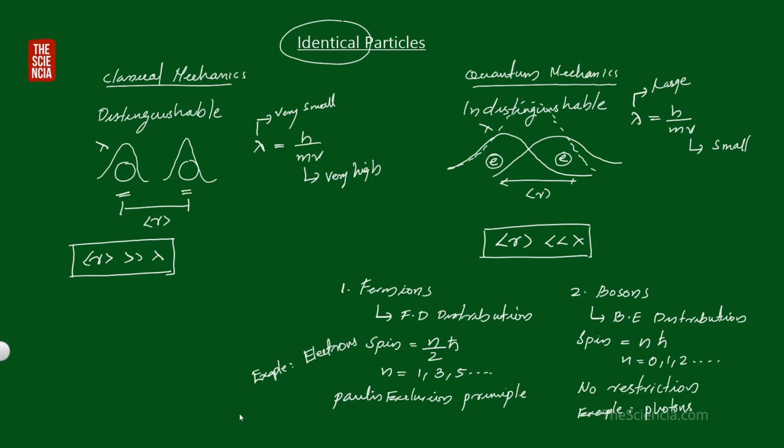Here, what is Pauli's exclusion principle? This principle is applicable to fermions only. And we know electrons are fermions. Maybe you are already familiar with this principle. That is, no two electrons can have all the same quantum numbers.